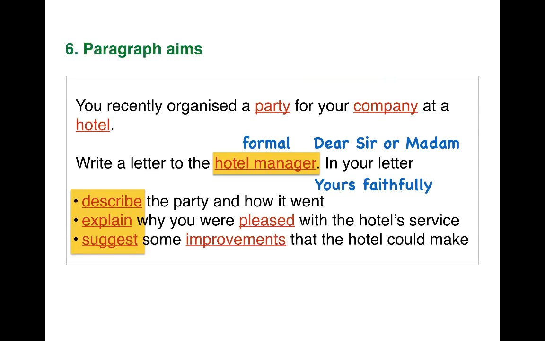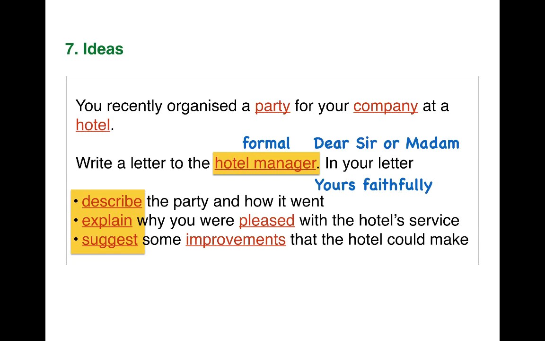Step 6, the paragraph aims. Well, you can see the aims here. We have to describe the party, explain why we were pleased, and suggest improvements. We must answer those or fulfill those three aims or requirements. And finally, step 7, we need some ideas. So here are my ideas, one for each bullet point.